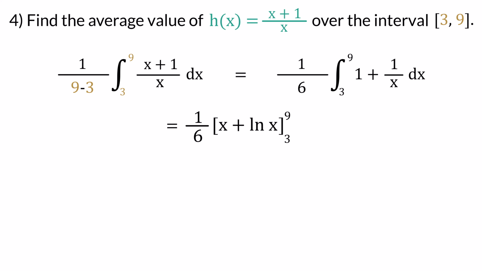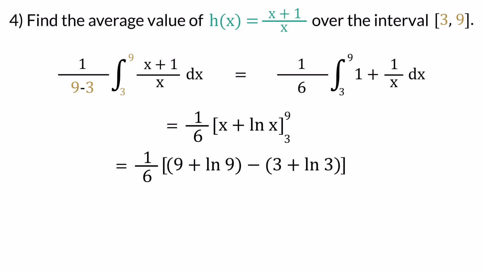Using the fundamental theorem of calculus, we will substitute in 9 and 3. And if you use your log properties correctly, you will be left with 6 plus the natural log of 3. Now, don't forget, we are finding the average value of the function, so we need to divide this by the length of the interval. So we will be dividing by 9 minus 3, or 6, giving us our exact answer of 1 plus 1/6 times the natural log of 3.